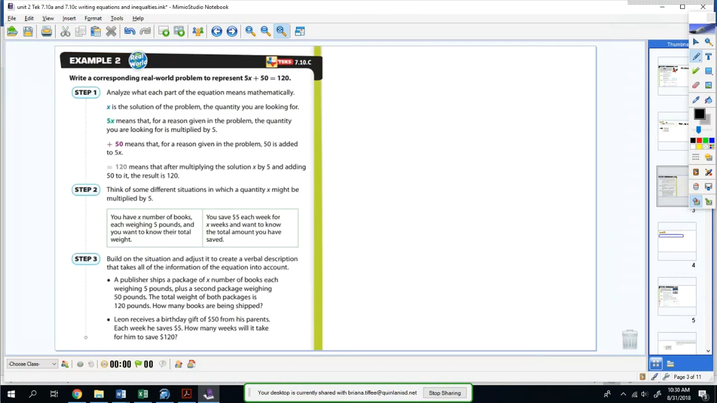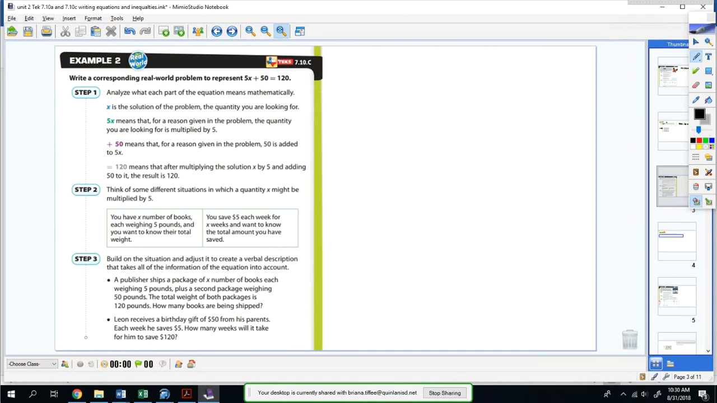Okay, so that's writing equations from word problems. Now what we're going to do is write a word problem. So we have the equation 5x plus 15, which equals 120. You're going to analyze each part of the equation, what it means. So x, as it says here, is a solution. You've got to figure out what x is representing.